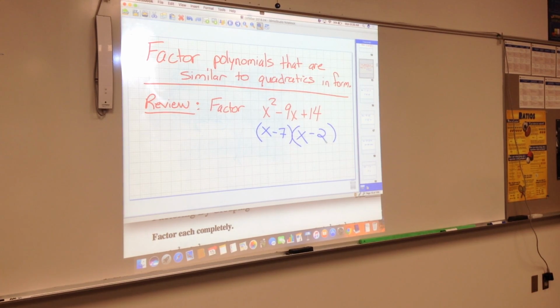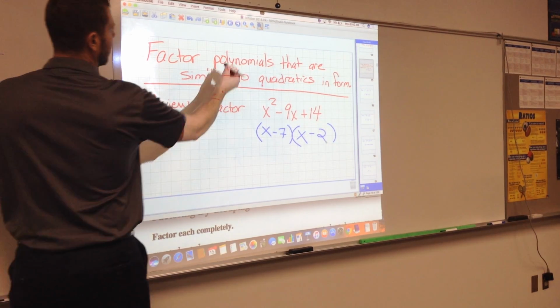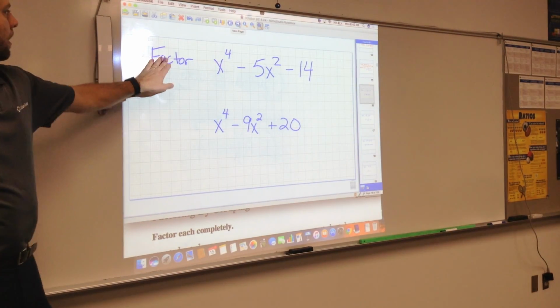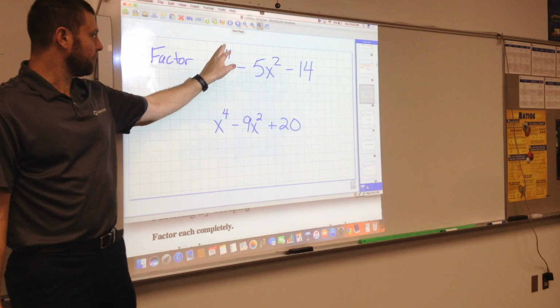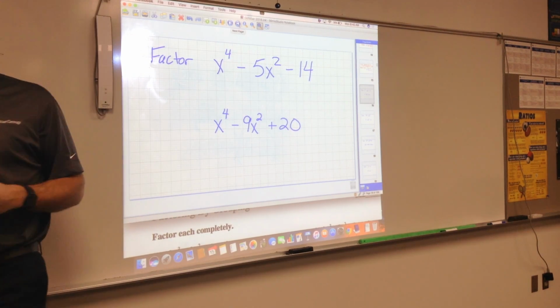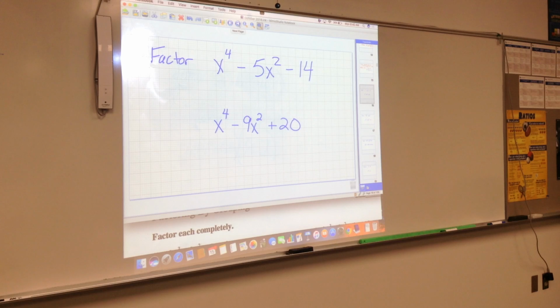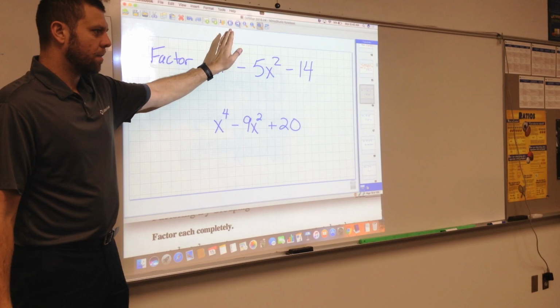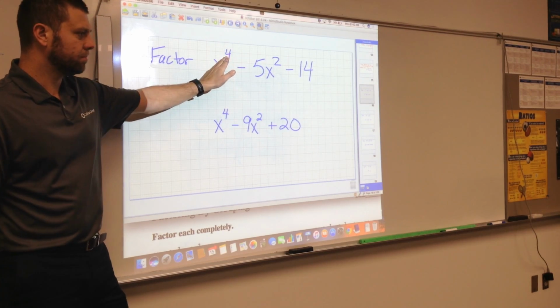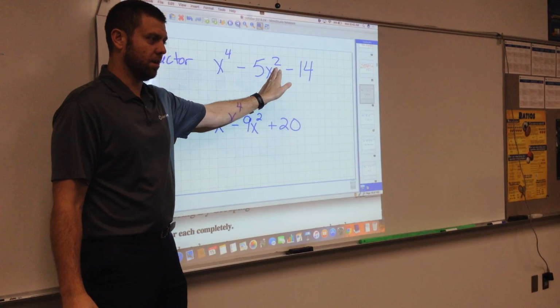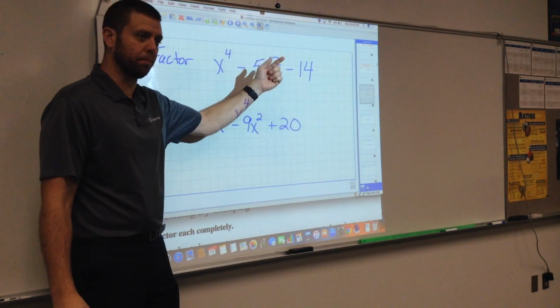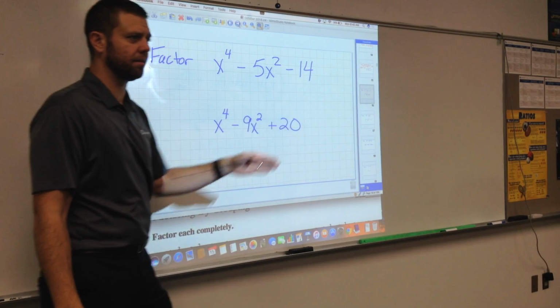Okay, so quick review, factoring quadratics. The ones we're going to do are going to be very similar to that for the most part, but they won't be quadratics. So, here we go. Here's the first one. x to the 4th minus 5x squared minus 14. Okay? It's very similar. It's a trinomial. The degree on the first term is double the degree on the middle term, just like the previous one was, and then you have a constant at the back end.